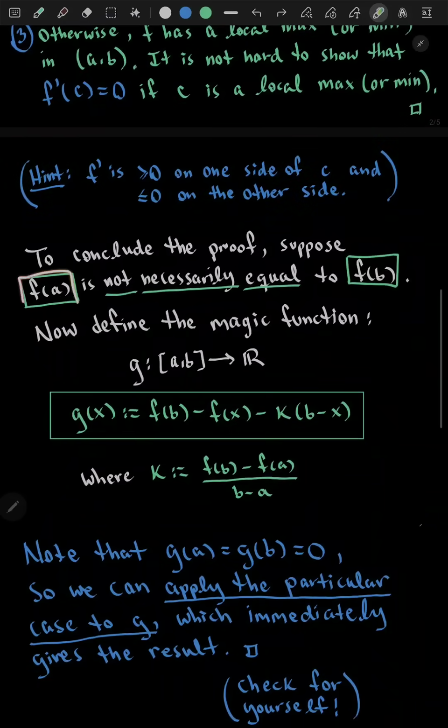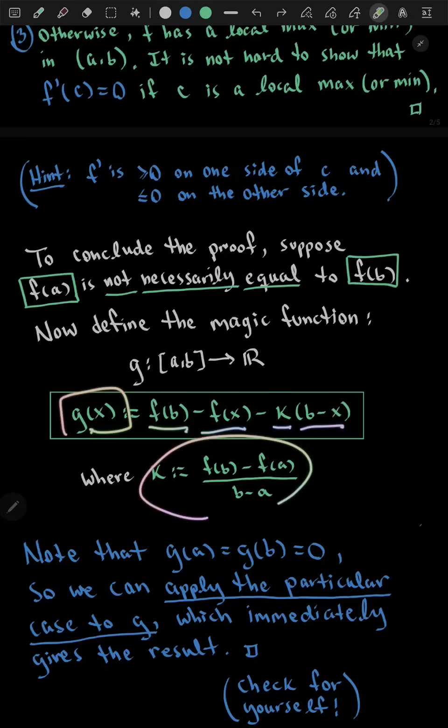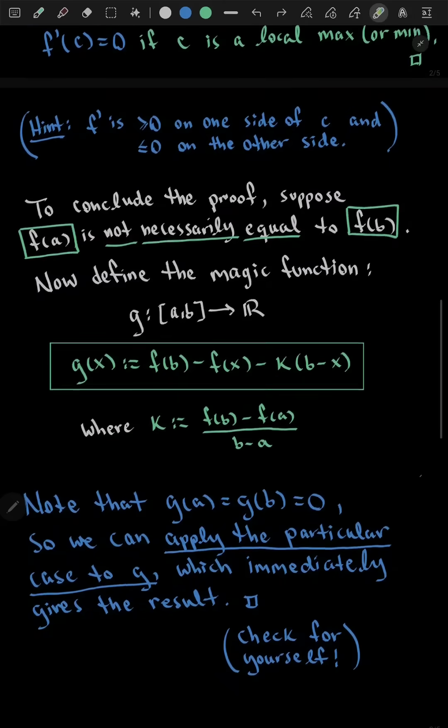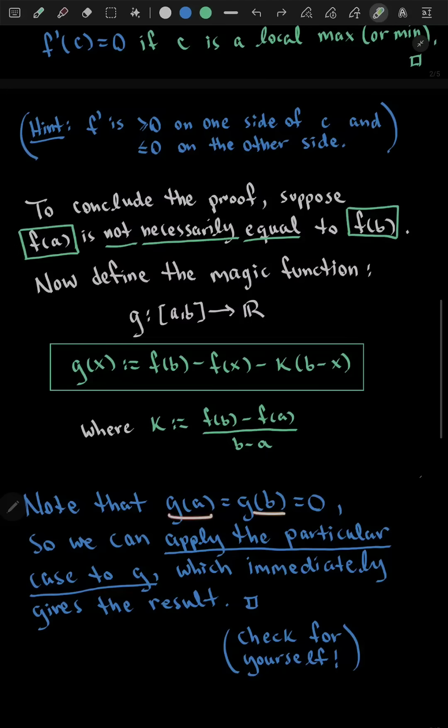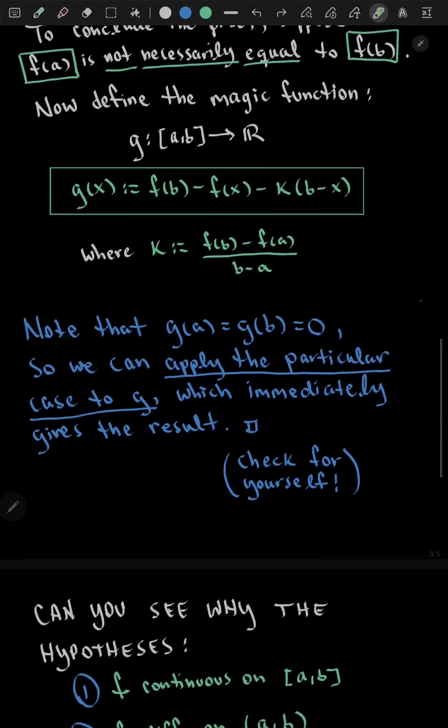So suppose that f of a is not necessarily equal to f of b, and we define the function g of x, which is equal to f of x minus f of a minus k times (x minus a), where k is defined by this term here. And now you can note that g of a is equal to g of b, which is equal to 0. So we can apply the particular case we just showed, which immediately gives the result. And I encourage you to check this for yourself.